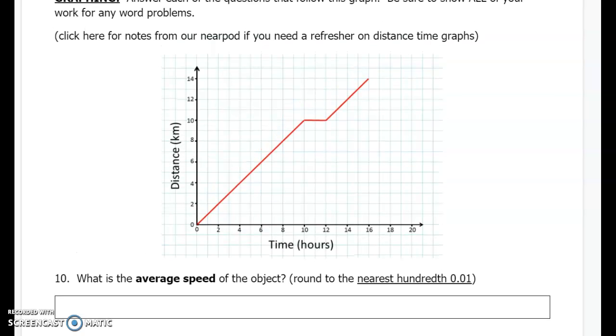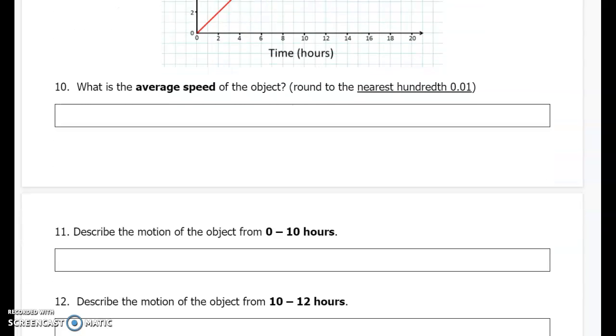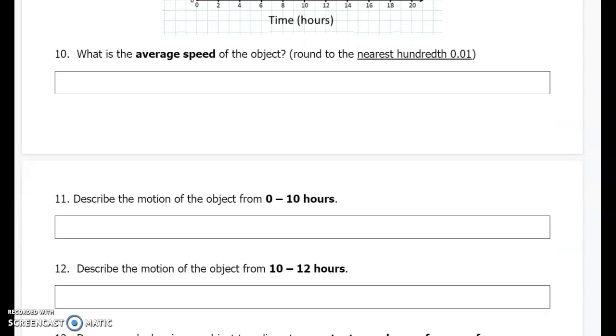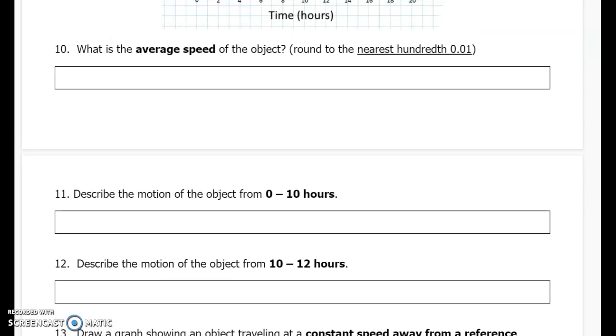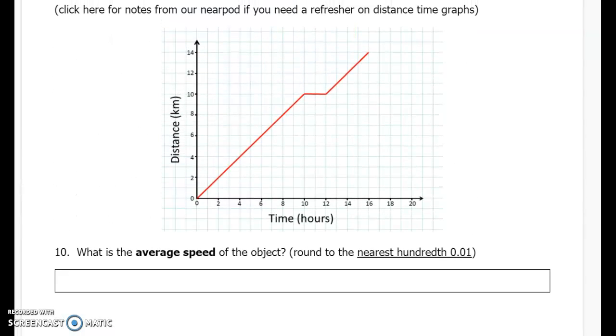You will be looking at the distance versus time graph shown on the screen and answering a couple of questions about it. The first one is asking to find the average speed of the object, and it does want you to round to the nearest hundredth. Remember, you do need to show your work for this. The next questions ask you to describe the motion of the object, first from 0 to 10 hours, and then from 10 to 12 hours.